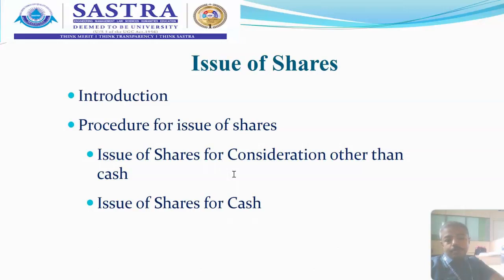At the time of receipt of application money, the same journal entry we have seen before: bank account debited to share application account. Bank is debited since bank is representing the company, which is receiving the money. So for the receipt of application money, we need to pass this entry.